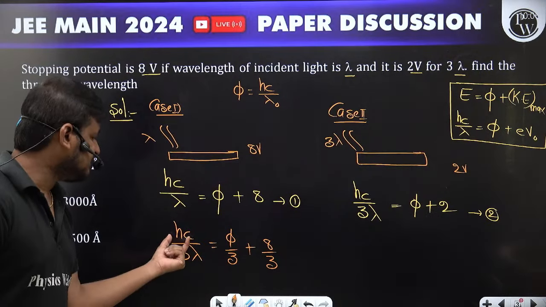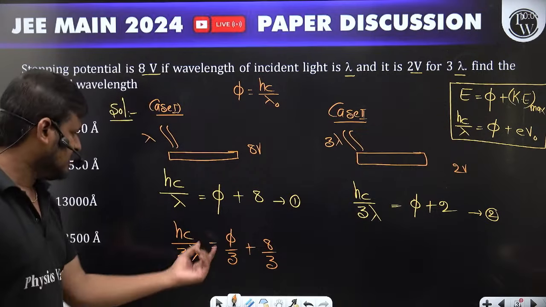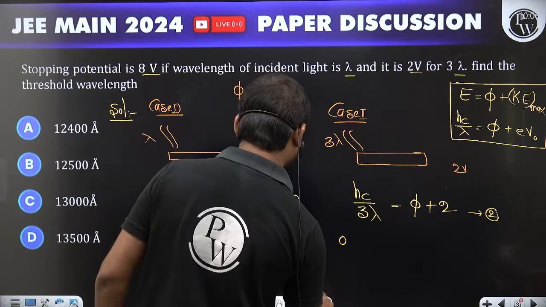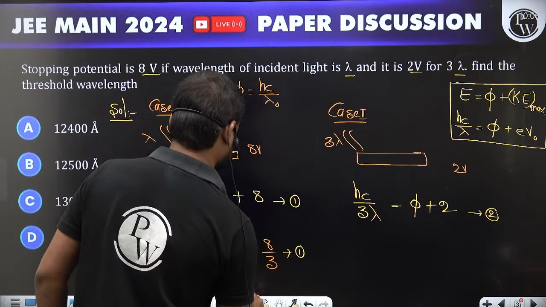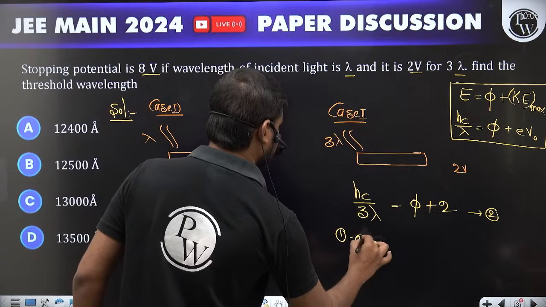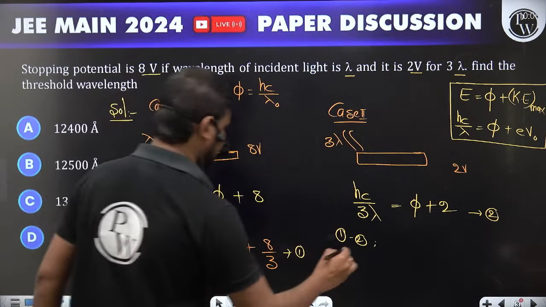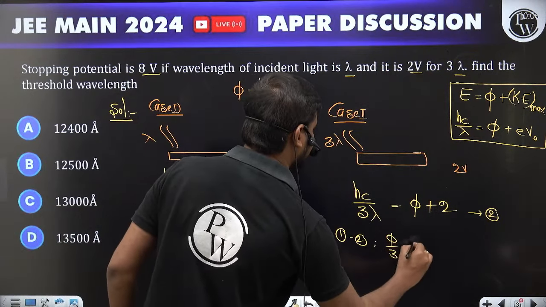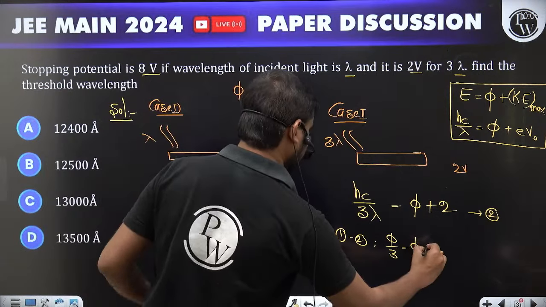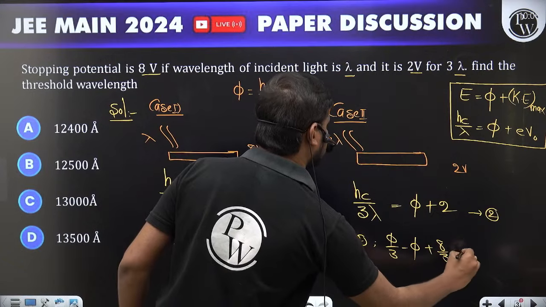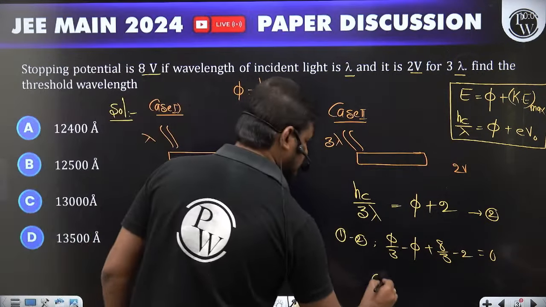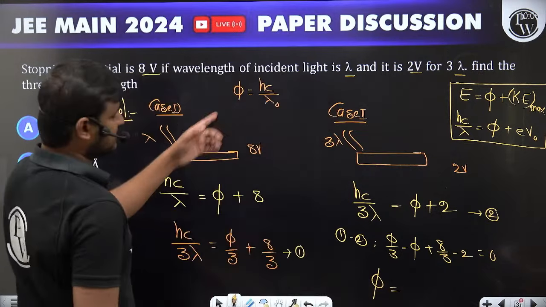So hc by 3 lambda, hc by 3 lambda gets cancelled. So 5 by 3 minus 5 overall we get. So let it be equation 1, the modified equation 1. Then if you do 1 minus 2, we get 5 by 3 minus 5, and this is however 0, and 8 by 3 minus 2 is equal to 0. So from here you'll get the value of phi, right? If you get the phi value, then you can substitute it here.